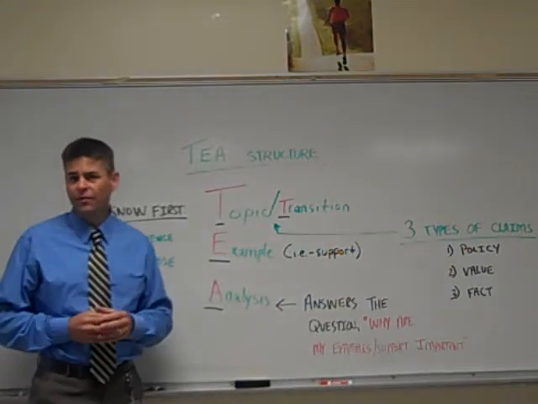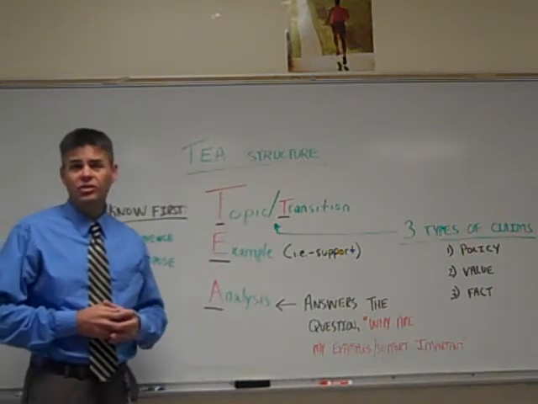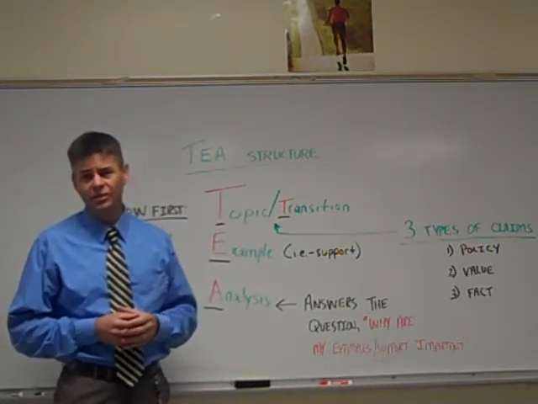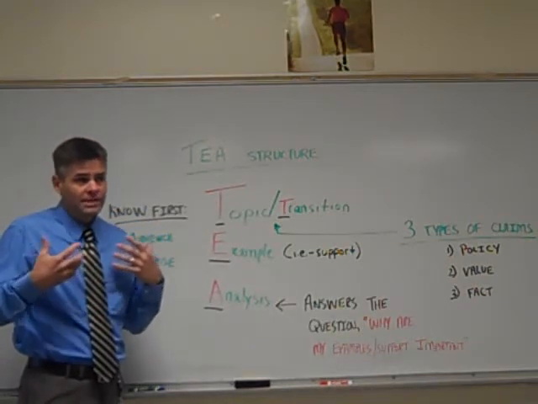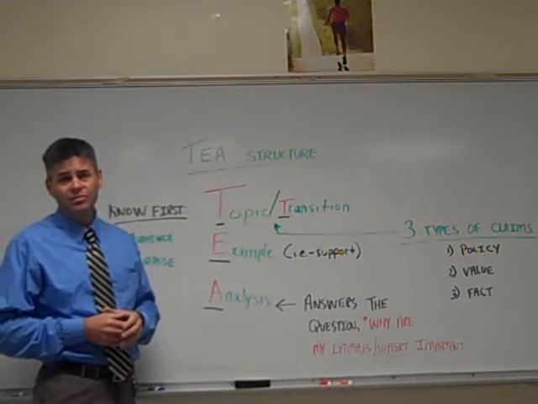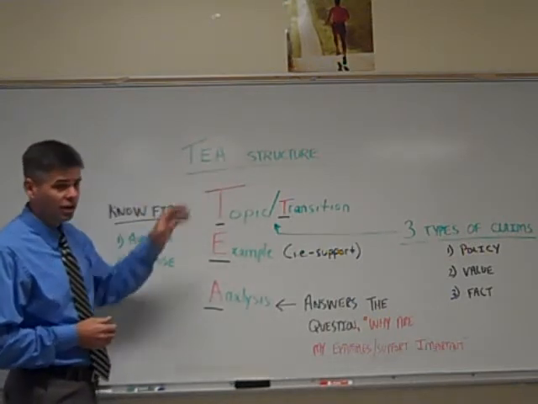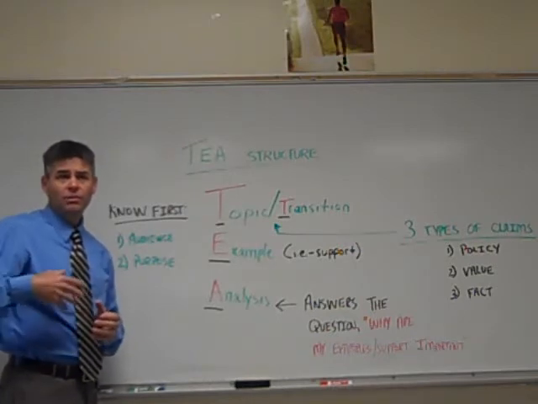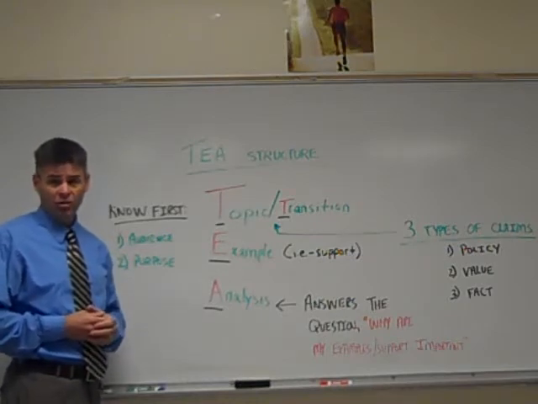Today I want to take a few minutes to talk about TEA structure. TEA structure is an argumentative or persuasive type of writing that you're going to be expected to become familiar with as freshmen. Demonstrate that in your English classes, probably right up through your senior year. TEA structure is a simplistic way to have a sound, persuasive, or argumentative written piece.